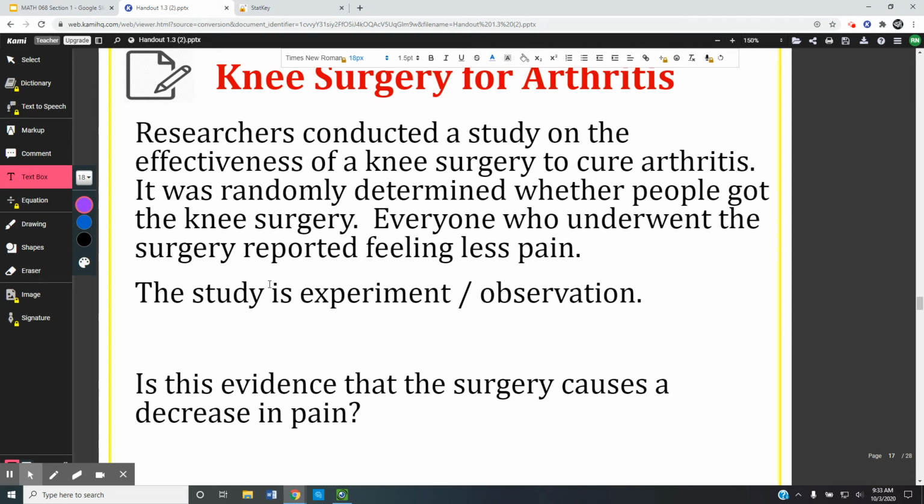Okay, so let's go back to it. Researchers conducted a study on the effectiveness of knee surgery. It was randomly determined whether they got the knee surgery. Okay, so it was randomly determined. So it's an experiment.